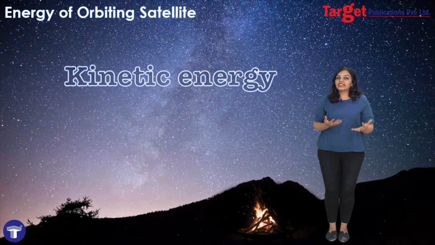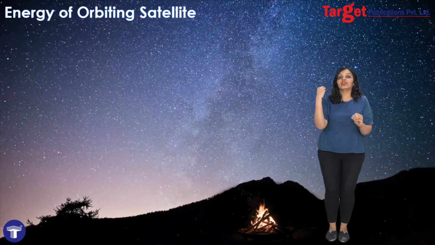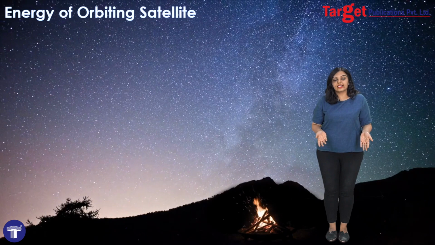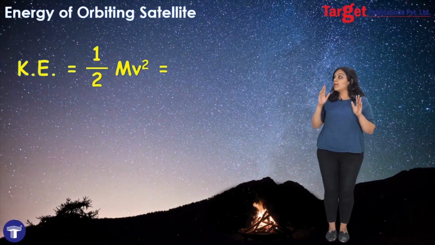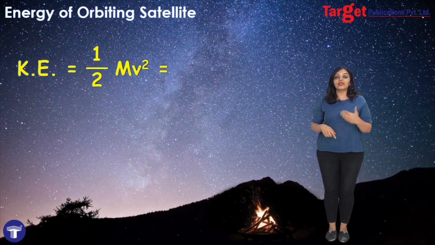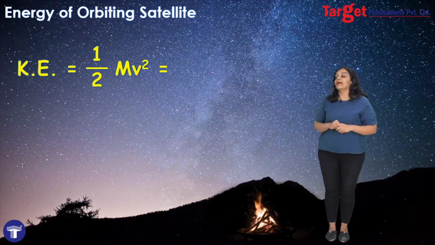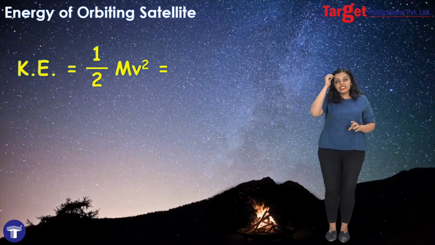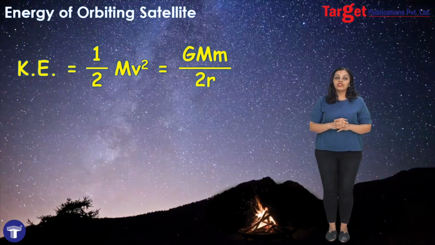But like I said, it also has kinetic energy. And it has this kinetic energy because of the speed or velocity with which we launched it from the earth. We know the formula for kinetic energy is half mv square. So the kinetic energy of the orbiting satellite is half mv square, and we know that we had launched it with an orbital velocity, so v here is nothing but root of GM by r. If you put that into the formula for half mv square, you will see that the kinetic energy comes out to be GMm upon 2r.